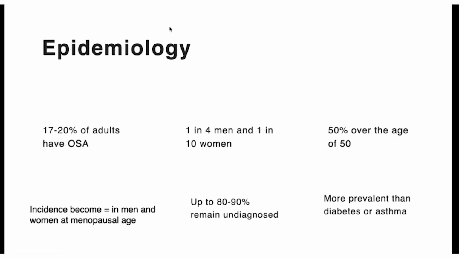The problem with this epidemic is that 80 to 90% of the people that do have it remain undiagnosed. And that's because the medical world still looks at it as an old fat man's disease. And I treat young, healthy looking, seemingly healthy people that sleep terrible. And it's anatomical. It's not just about weight. And so we need to be looking at the medical history, the symptoms, asking patients more questions, and looking at their anatomy. It's more prevalent than diabetes or asthma, yet we're not talking about it.